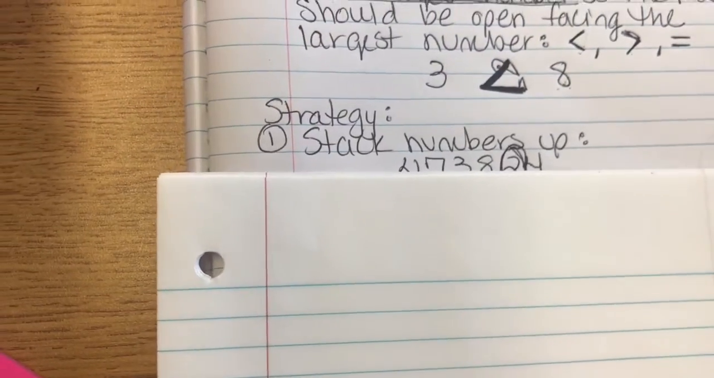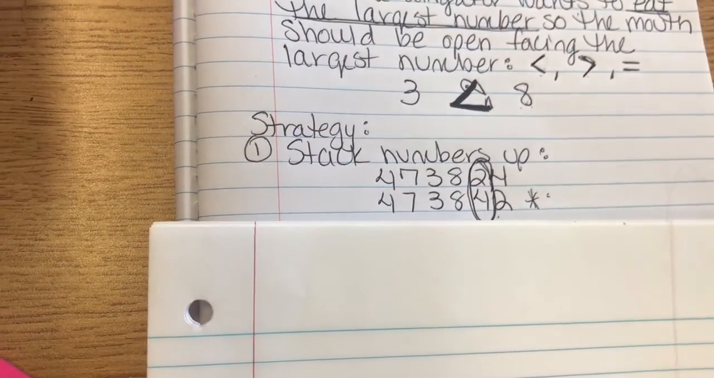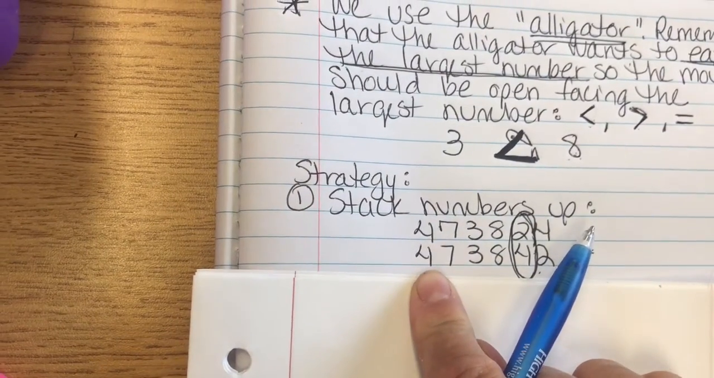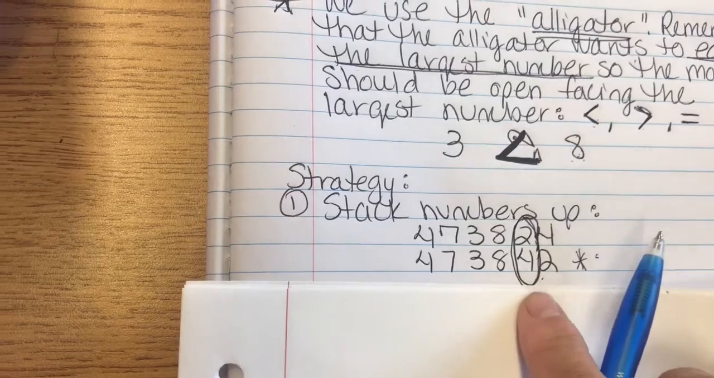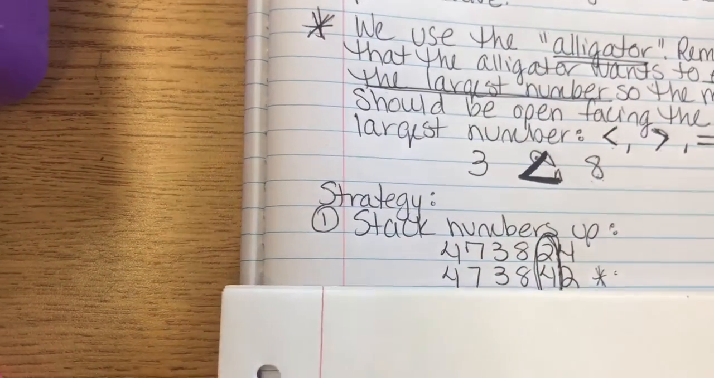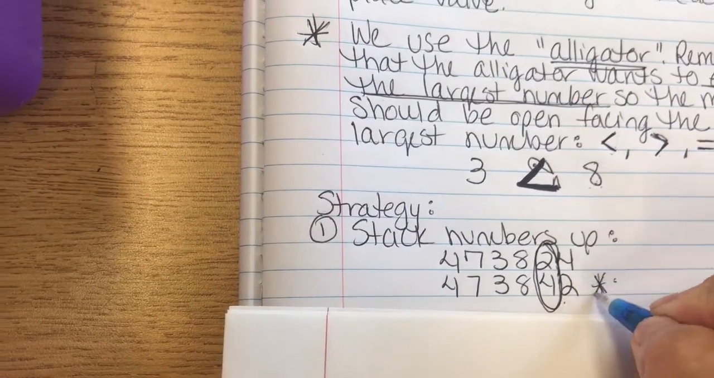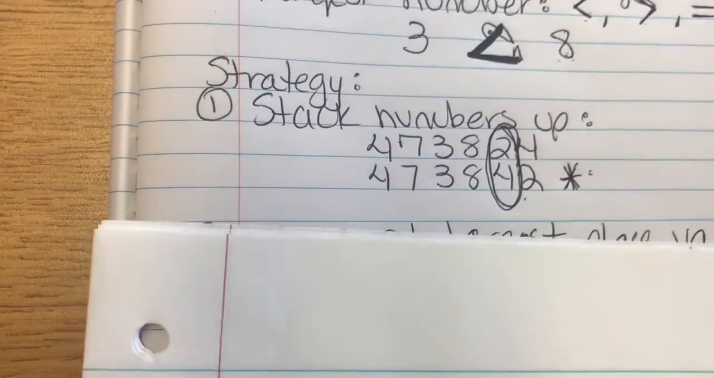The strategy that I recommend for doing this is to stack these numbers up. Once you stack the numbers on top of each other, you start out here with your finger and check each one of the place values until you bump into a difference, and then you circle it. You notice that obviously 4 is larger than 2, and then I like to make a little star next to the bigger one, which helps me remember which one's the bigger one.